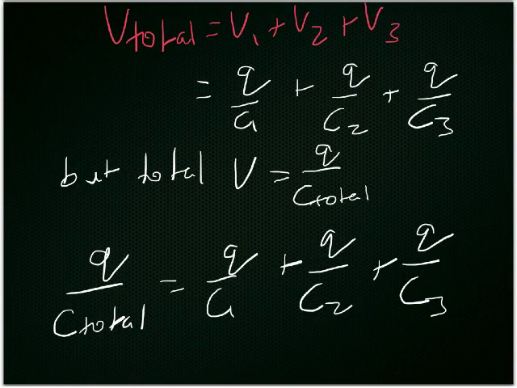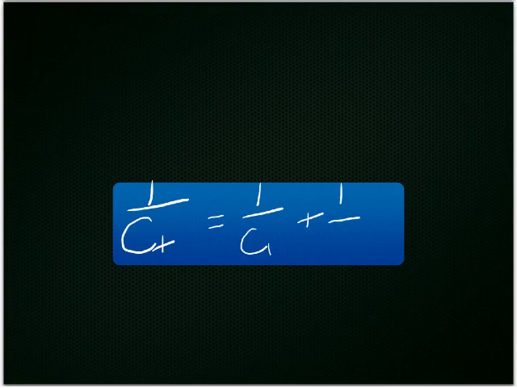Hopefully you can see we've got a common term here. And we can simplify it as 1 over C total is equal to 1 over C1 plus 1 over C2 plus 1 over C3, etc.